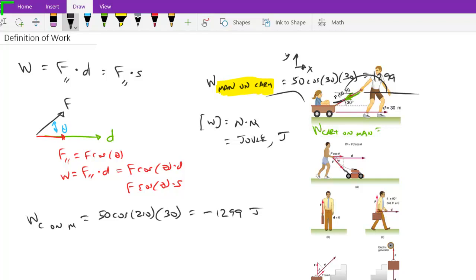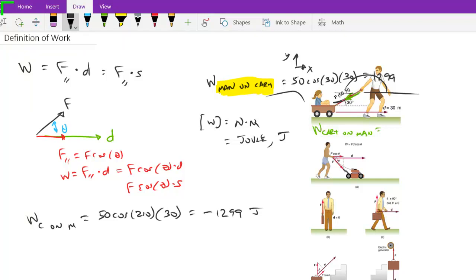So we have to be careful what is doing work on what, because we can have a negative work anytime that our displacement is in the opposite direction of the force. If we have a positive force and a negative displacement, we'll have a negative work. Similarly, if we have a negative force and a positive displacement, we'll also have a negative work as well. So work can be positive or negative. Basically, if the direction of the force and displacement are the same, it's positive. If they're opposite, it's negative.